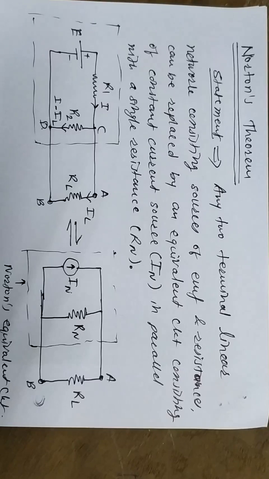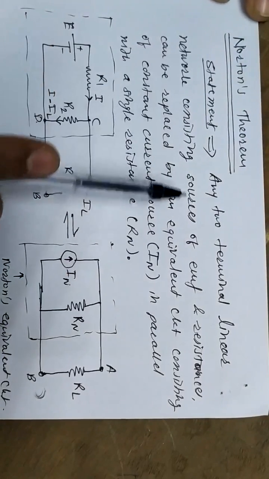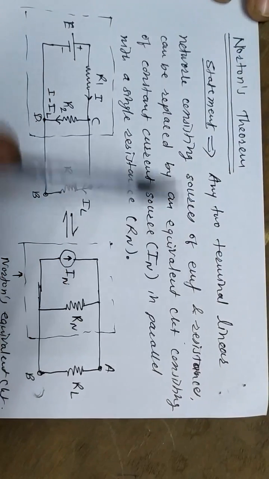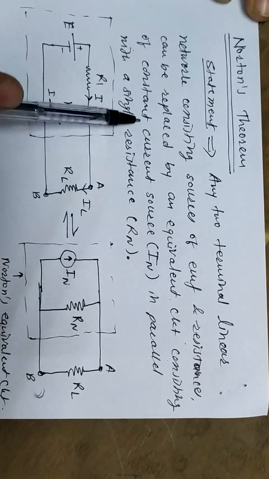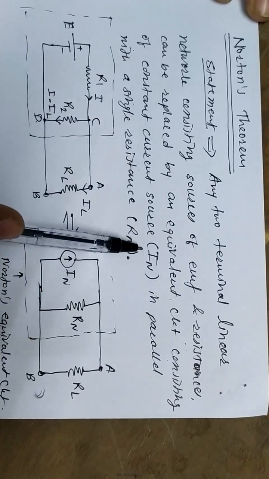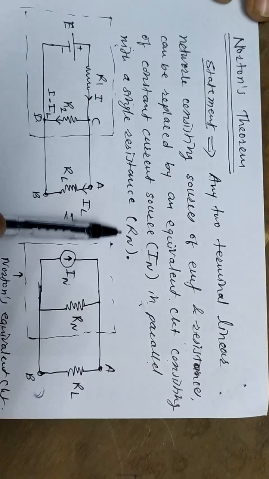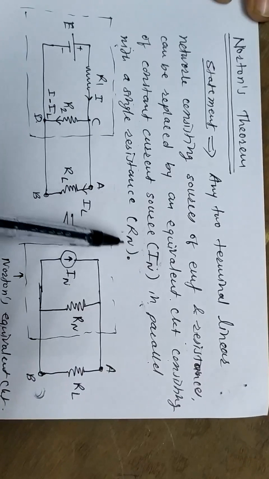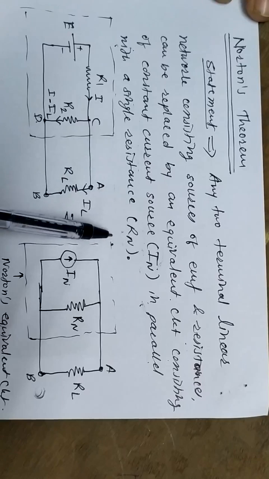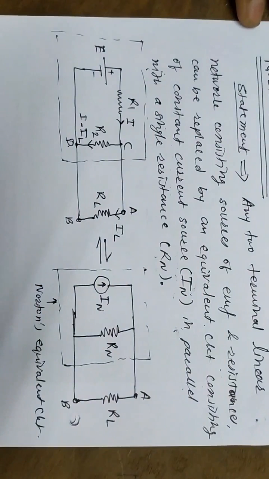The statement for Norton's theorem is: any two-terminal linear network containing sources of EMF and resistances can be replaced by an equivalent circuit consisting of a constant current source in parallel with a single resistance Rn. Here the current source is IN, that is Norton's current, and the single resistance is Rn, that is Norton's resistance. For this we consider a circuit.